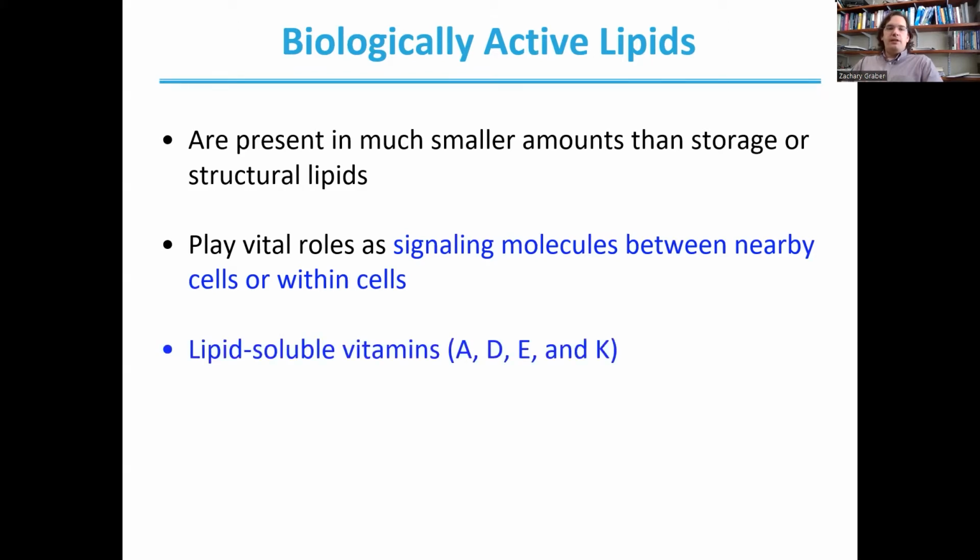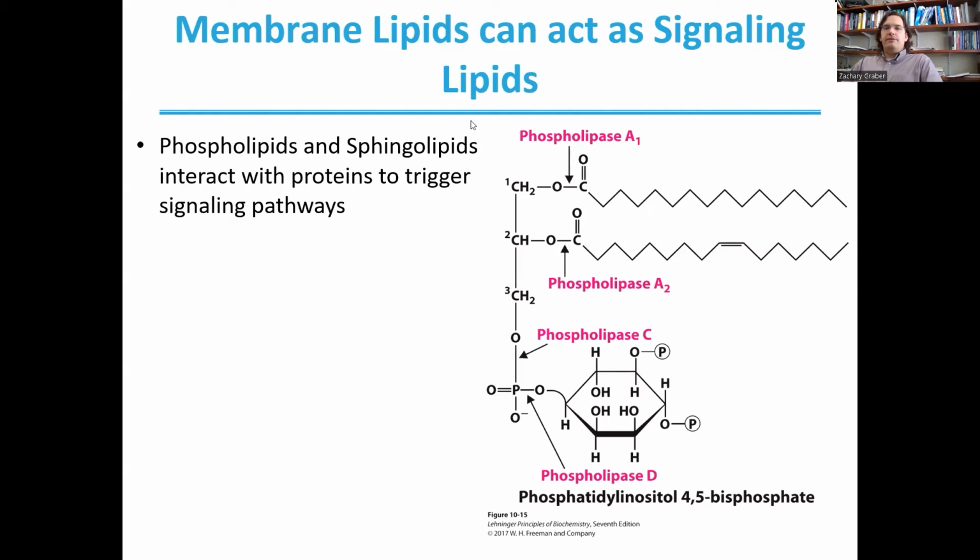These biologically active lipids include things like lipid-soluble vitamins, so our vitamins A, D, E, and K, as well as a variety of other important lipids. As we've seen, there's a wide variety of different lipid structures. Our signaling lipids will be no exception to this. So we'll see a very diverse set of different lipid molecules used as biologically active lipids.